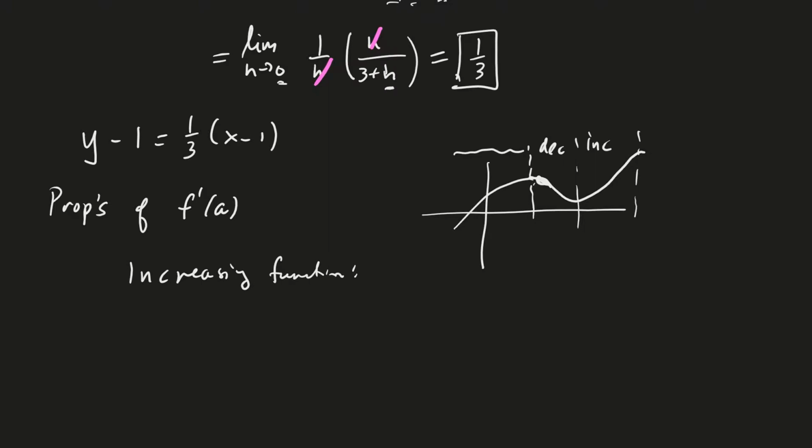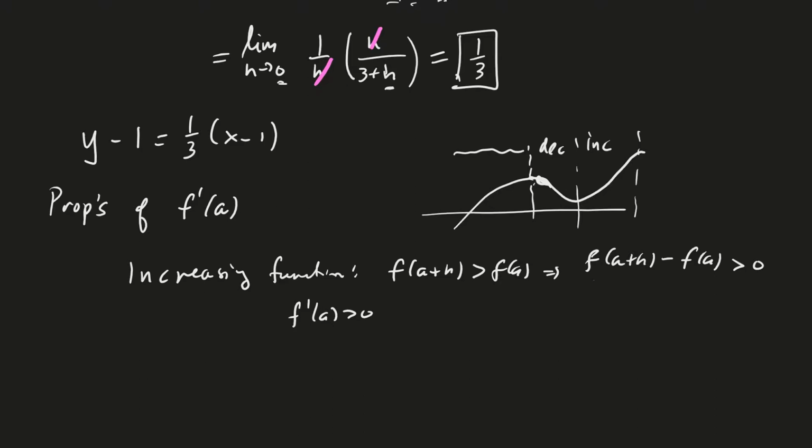Then that's going to mean that f of a plus h, if h is positive, is going to be bigger than f of a. And so that means that f of a plus h minus f of a is going to be greater than 0. And so that means your f prime of a is going to be greater than 0.